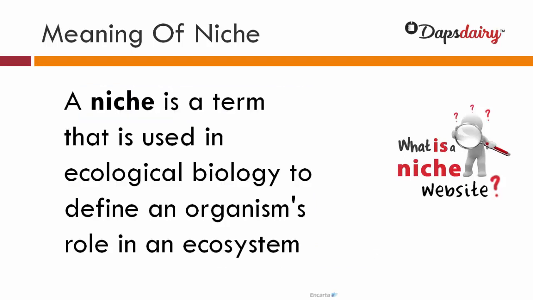A niche is a term that is used in ecological biology to define an organism's role in an ecosystem. So right now, as far as biology is concerned, a niche is related to an ecosystem, to a habitation, is likened to an environment, a place it sees as home, and also the role it plays in that home. According to biology, that is what a niche is.